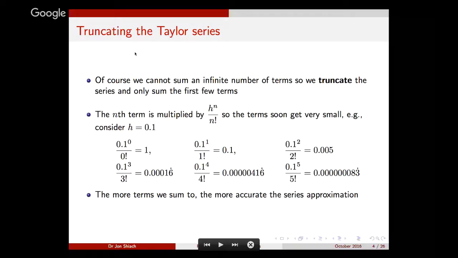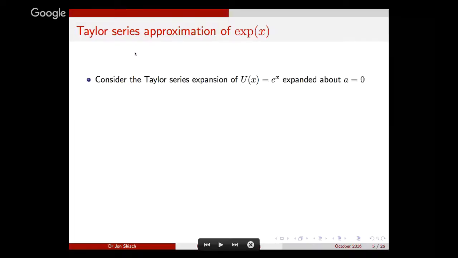In general, though, the more terms we sum to, the more accurate your approximation, but obviously, the more work you're doing. So there's a balance between how accurate you want your approximation to be and the amount of work you can do. Okay, so I'm just going to have a look at a Taylor series expansion of e to the x, just to show you that the more terms you sum to, the better your approximation is.